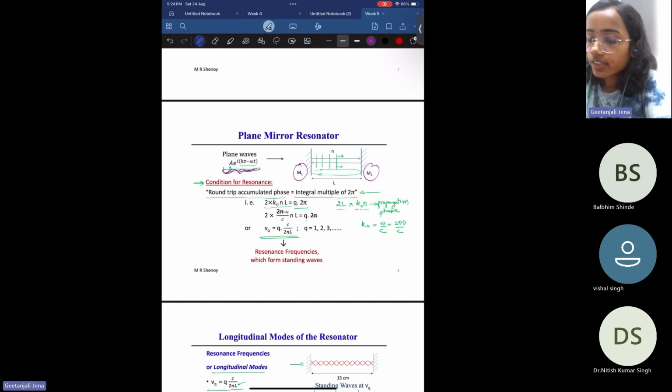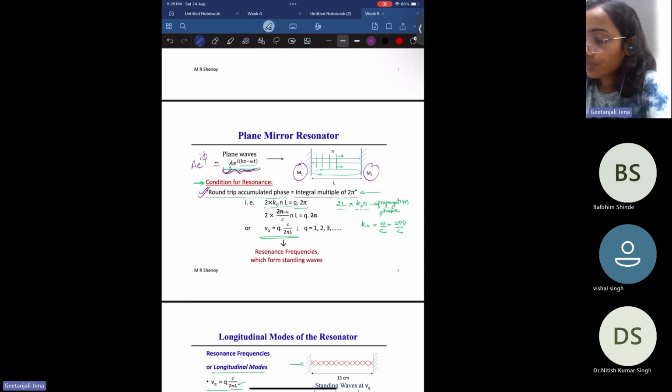For a plane wave, you can write the expression as A e to the power i(kz minus omega t), and you can also write it as A e to the power i phi. So phi is the phase of the propagating wave. And this is the resonance condition. Resonance means the light is confined in between these two mirrors.